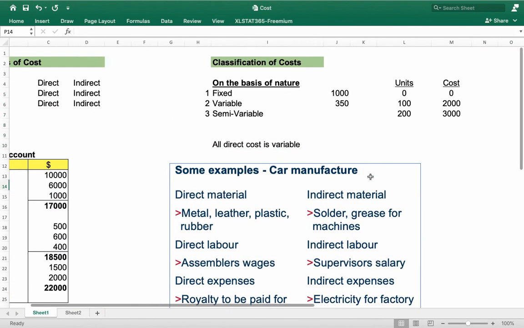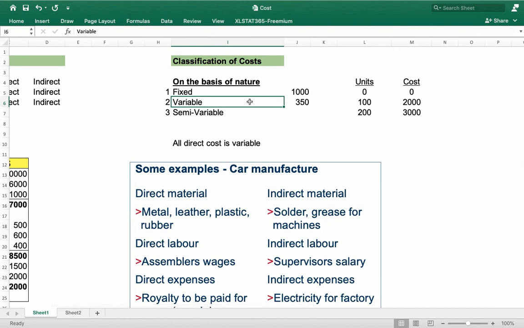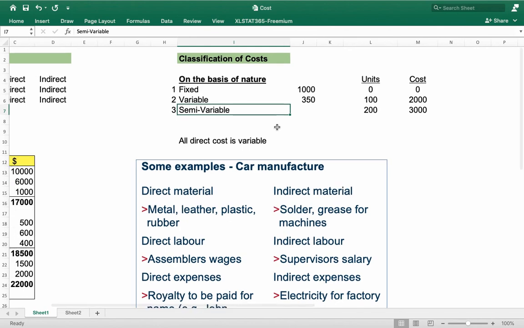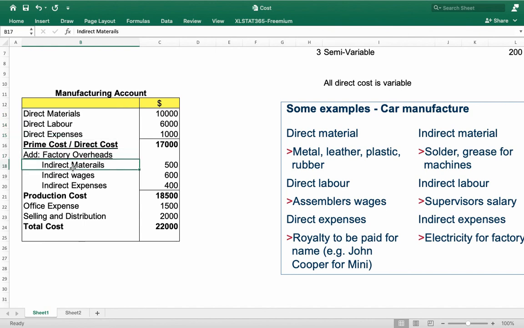So any other doubt? Nothing. So understood: fixed will remain fixed, but up to a certain level of activity. And variable will change in the same proportion, the way the production is changing. And semi-variable, I gave you the example, where some part is fixed and some part is variable. And another thing which I gave, that all direct expenses are variable. And in factory overhead, some are of fixed nature.